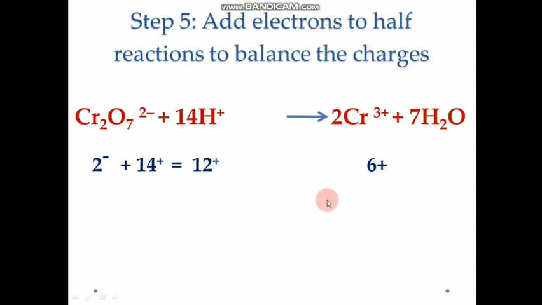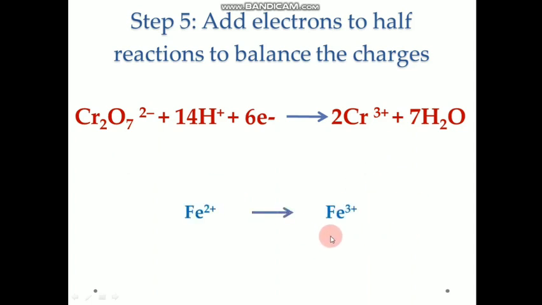Electrons are negative in charge. So however many electrons we add, the positive charge will reduce. The same we are doing here. If we add 6 electrons to this side, the 12 charge will become 6 plus. So on both sides we will get 6 plus. Once we add 6 electrons, the 12 positive will change to 6 plus, as we are adding negative charge. So 12 minus 6, 6 positive charge will be on this side, and even here we will have 6 positive. So the charges are balanced.